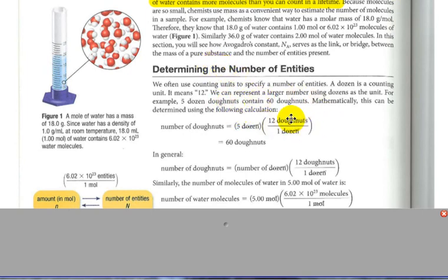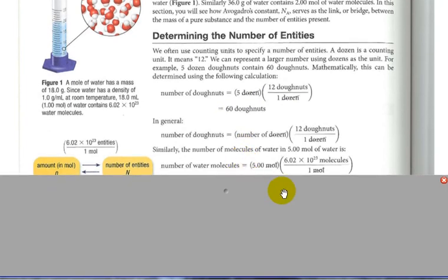So first of all, if we were to simplify things a little bit, determining the number of entities, in real life we of course have names for things. For example, dozens of donuts, etc. So that is our entity there. 60 donuts, for example. If we have 5 dozen, 5 times 12 donuts for every dozen, 60 donuts.